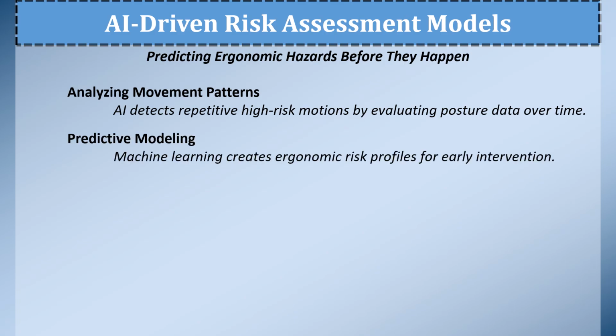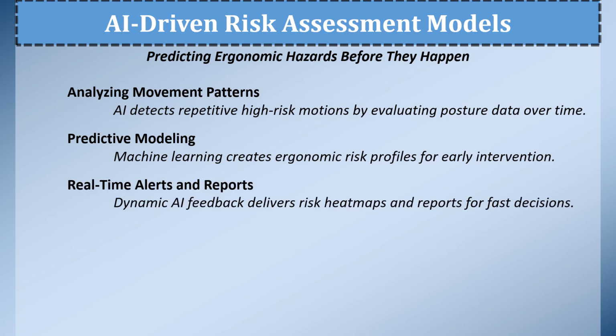Predictive modeling. Machine learning algorithms create risk profiles for specific roles or individuals based on historical data. They flag users who show early signs of strain or fatigue, allowing preventive intervention before injuries develop. This makes workplace safety more proactive and cost effective.